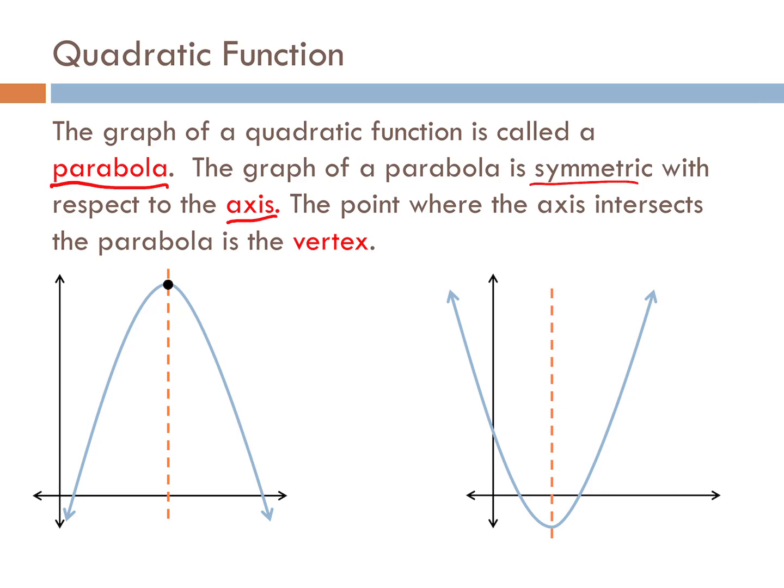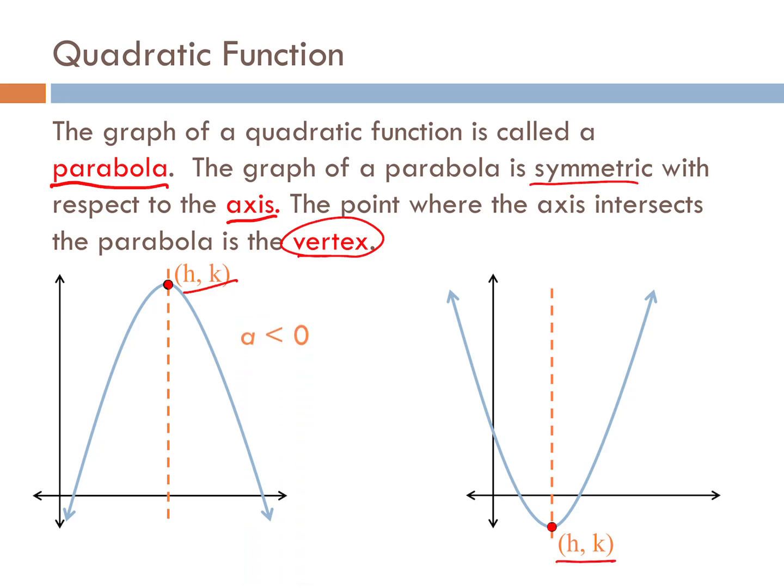The point where the axis intersects the parabola is called the vertex. You will be asked to find this today. So the vertex is the point (h, k). It's where the axis and the graph meet. It's either the highest point on your graph or the lowest point, so it's always our maximum or our minimum. We represent it with an ordered pair called (h, k).